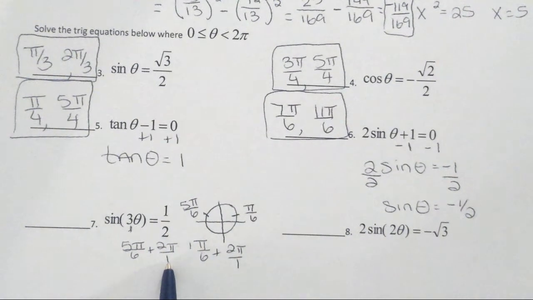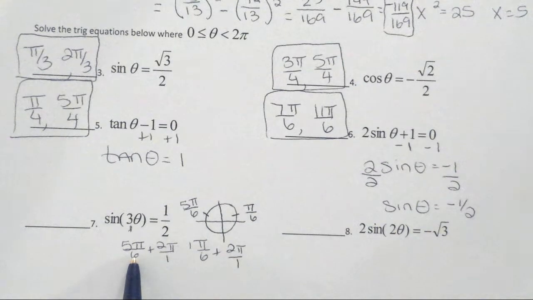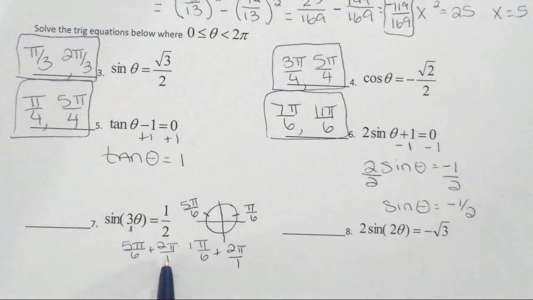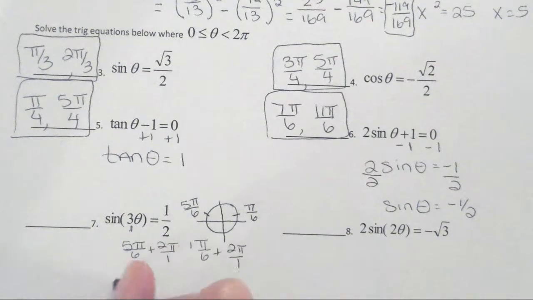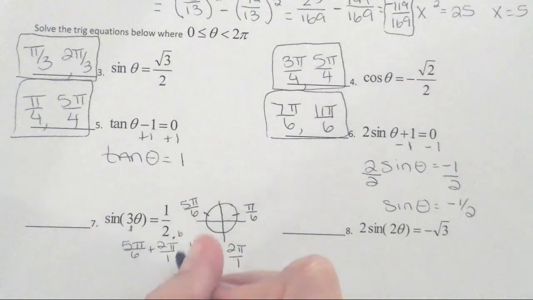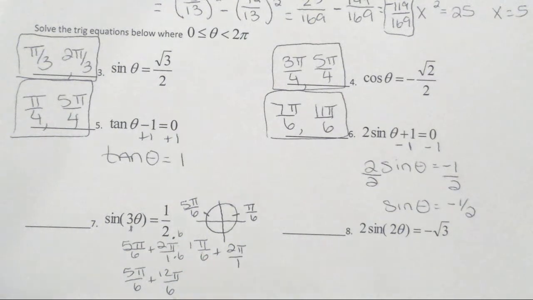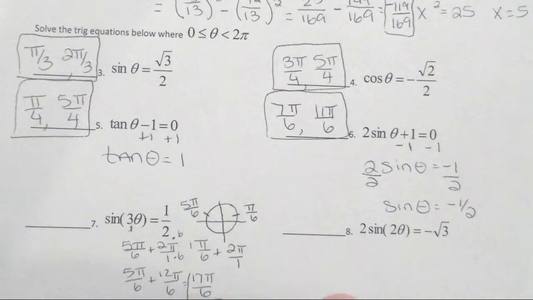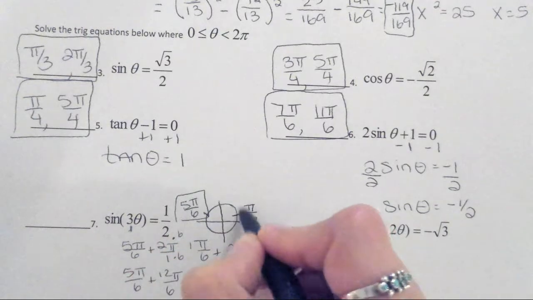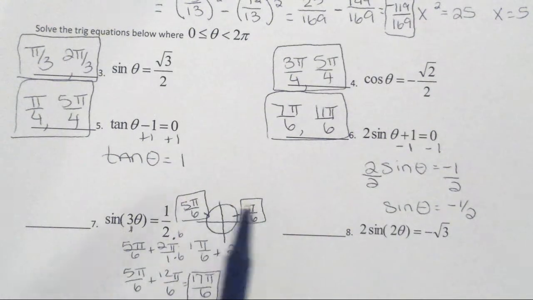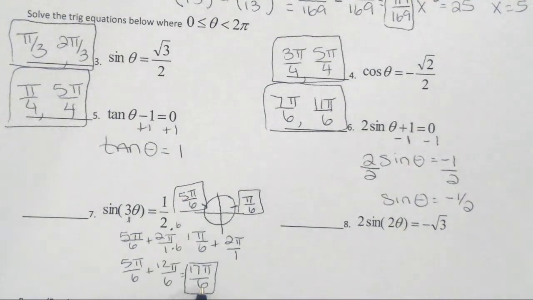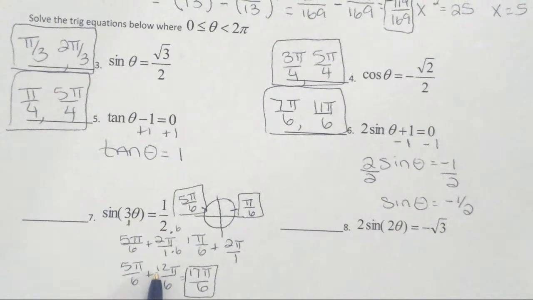I have to get a common denominator. Right now my denominator is 6 and 1. So I'm going to make this denominator right here a 6. In order to do that, I have to multiply top and bottom by 6. So I have 5 pi over 6 plus 12 pi over 6. When I add those two together, I get 17 pi over 6. So far, I've got 3 answers. I've got the original 2, pi over 6, 5 pi over 6. I have 17 pi over 6 because I added 2 pi.